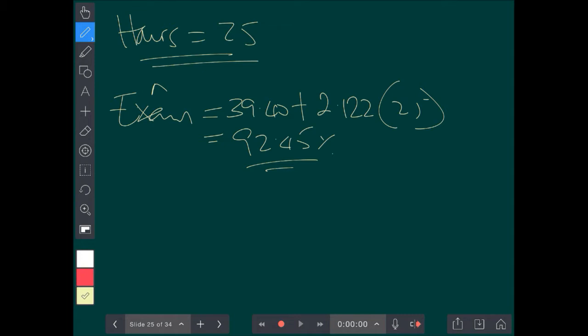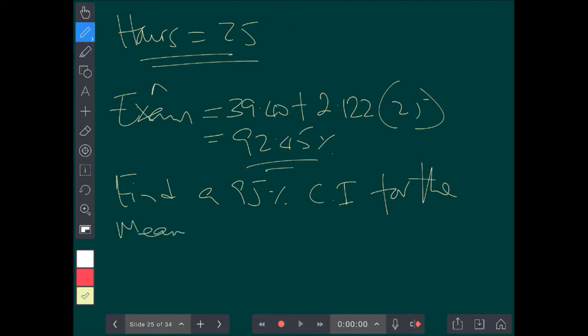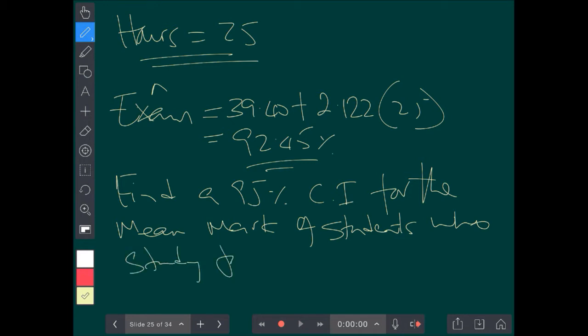First one we're going to do is get a confidence interval for the average exam mark for students who study for 25 hours. So find a 95% confidence interval for the mean mark of students who study for 25 hours. So we're just trying to find the average for those students.